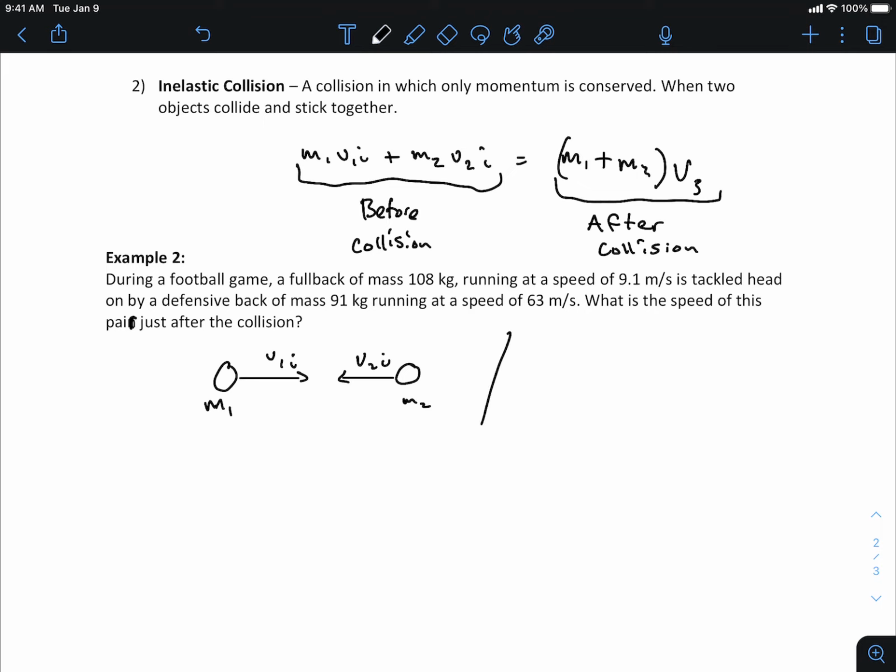After the collision, the two move, they combine to be M1 and M2. And we want to find out what's their velocity after the collision. So we're going to see, okay, well, what's V? V3, we'll call it. That's what I want to know.